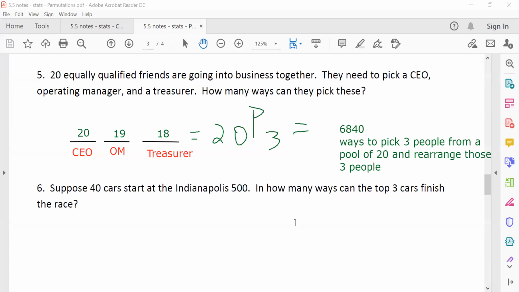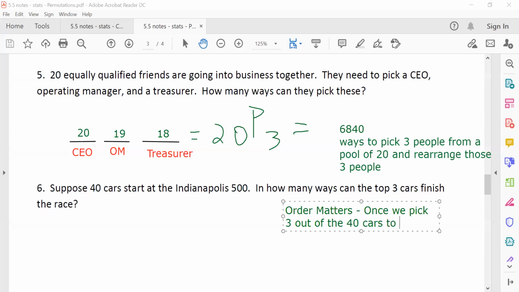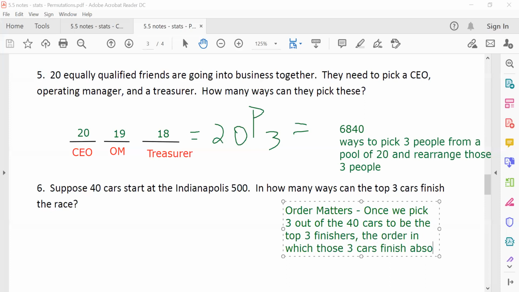Finally, on this last one, suppose 40 cars start at the Indianapolis 500. How many ways can the top three cars finish the race? Well, here order matters. Once we pick 3 out of the 40 cars to be the top 3 finishers, the order in which those 3 cars finish absolutely is important because that determines first place, second place, third place.